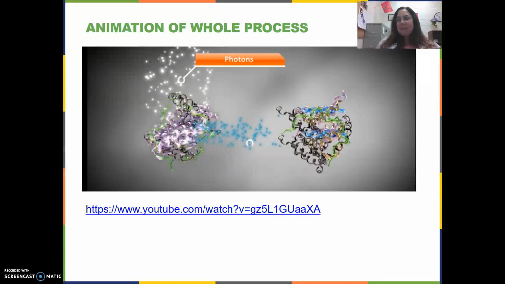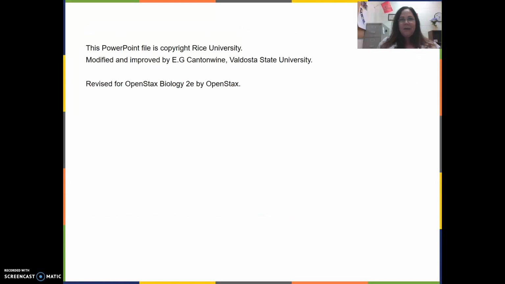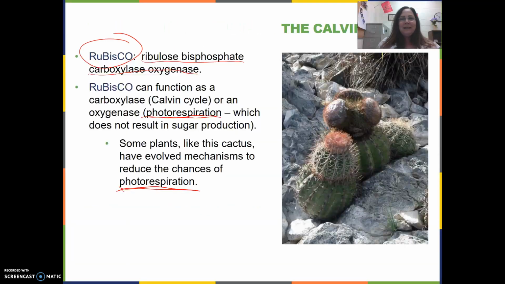Now, this is slide number 23, so you can watch this. I would recommend that you watch the whole entire process, and I guess that was it. So the only thing I want to say is that there are plants that have evolved certain ways to maximize photosynthesis so that they have less photorespiration. Some of the plants carry out photosynthesis at different times of day.